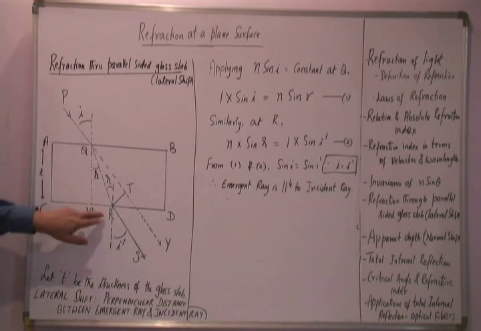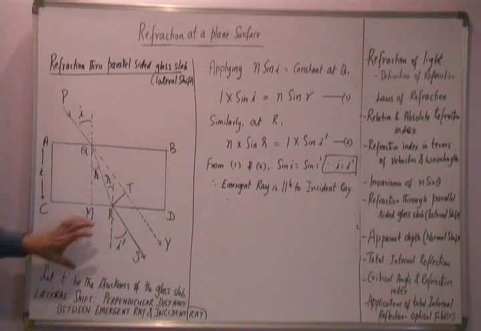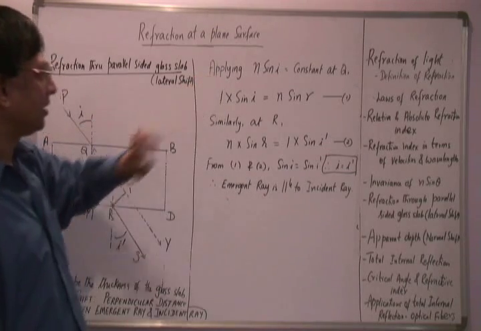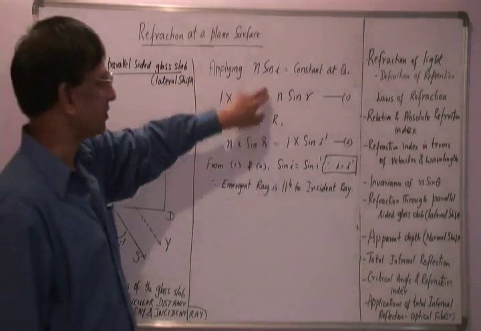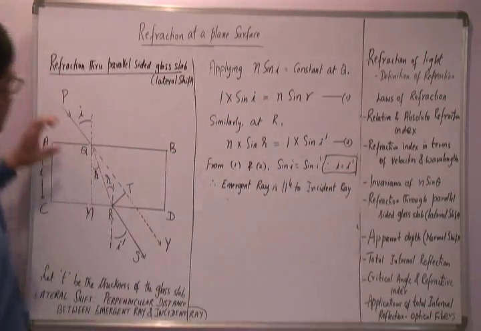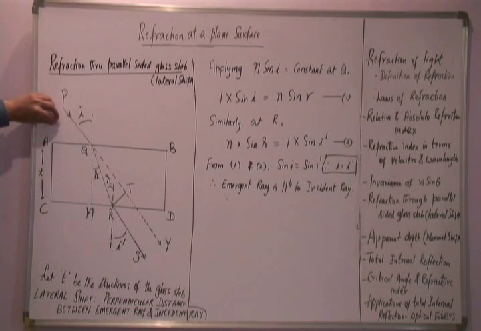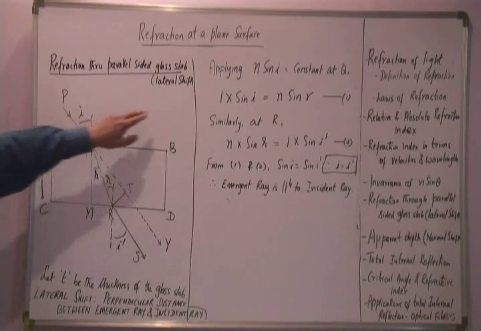So first let us find out whether RS is parallel to PY. That is what I am trying to do here. And we are using the concept which we discussed just now, the invariance of n sine theta, which meant that in any media the refractive index of this media multiplied by the sine of this angle is constant.